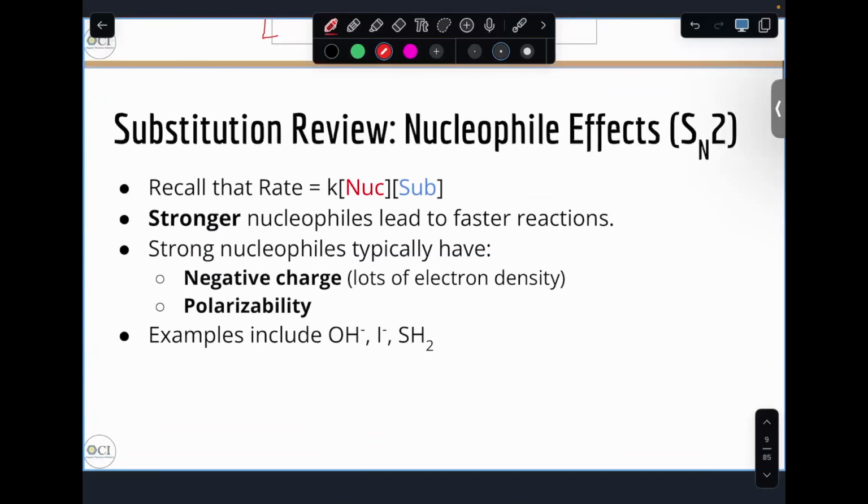So again, stronger nucleophiles lead to faster reactions. Strong nucleophiles are like this stuff. They're typically negative. Rate equals K times nucleophile times substrate. And the way I remember the rate is it's SN2, so it has two things in the rate equation.